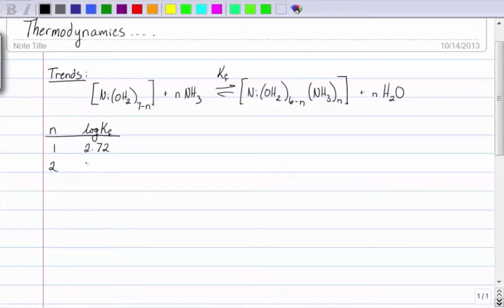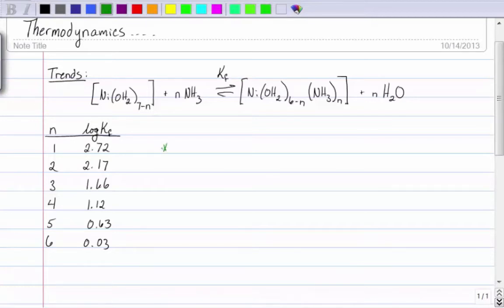When N is 2, it's 2.17. When N is 3, it's 1.66. N is 4, it's 1.12. N is 5, it's 0.63. And for 6, it's 0.03. So if you just wanted to find the formation constant, you just take 10 to the power of each one of those numbers. So you can see that as more amines come in, and as you're increasing the order of the formation constant, you're decreasing the actual value of the formation constant.